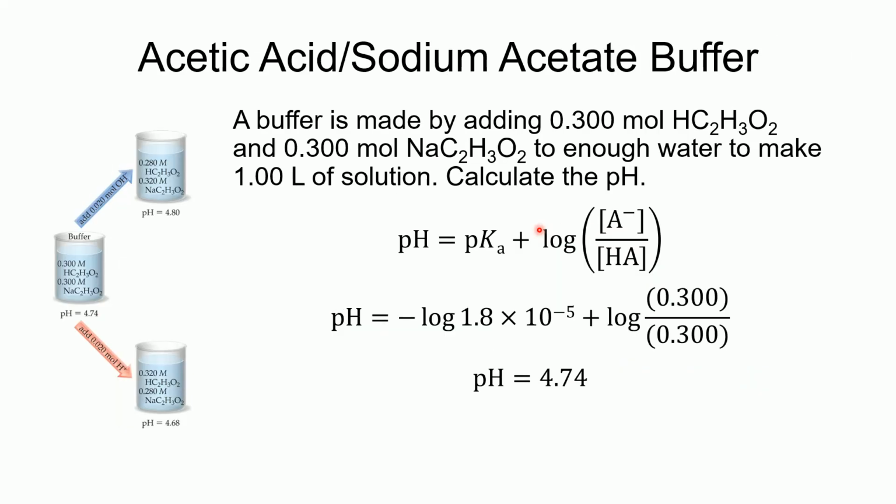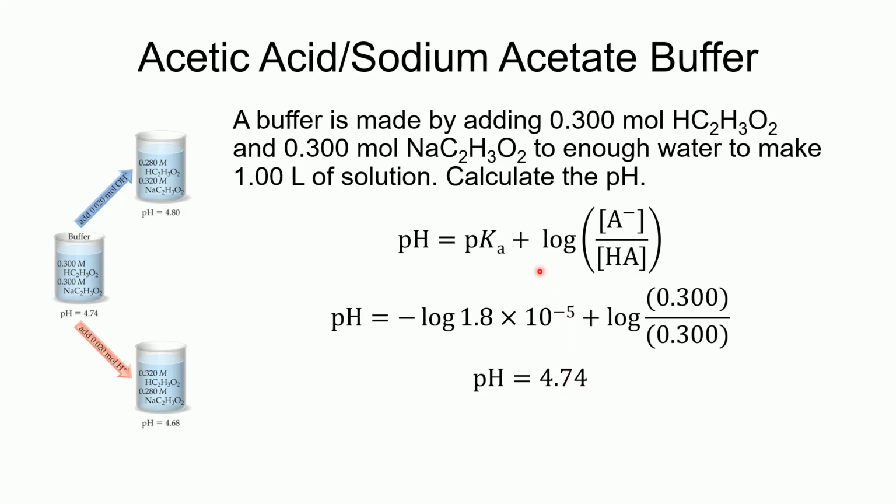So let me show you an example. This is a buffer that we looked at way back in chapter 16, and earlier in this presentation here in chapter 17. It's made by having 0.300 moles of acetic acid and 0.300 moles of sodium acetate, diluted up until we get 1 liter of solution. Since we have 0.3 moles in 1 liter, it's 0.3 molar of each. When we put that into our equation, pH equals pKa, the negative log of Ka, plus the log of the concentration of base over acid. So this is 0.3 divided by 0.3, which of course is 1. The log of 1 is 0. So the pH at this point is 4.74.